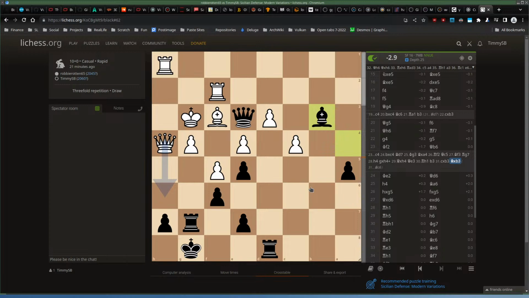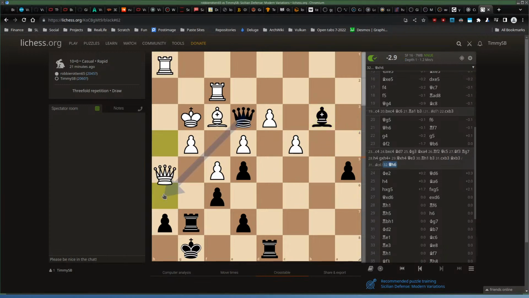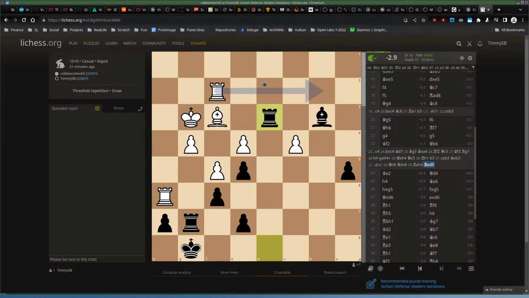Why does the computer want me to go back when this is just a way better move? Okay, he's gonna go there, instantly exchange that, of course. And then we win another pawn. And another pawn.